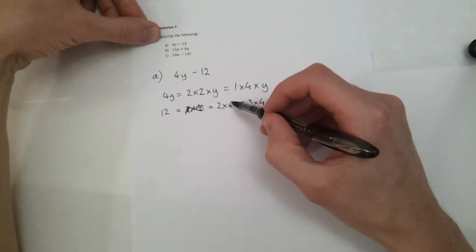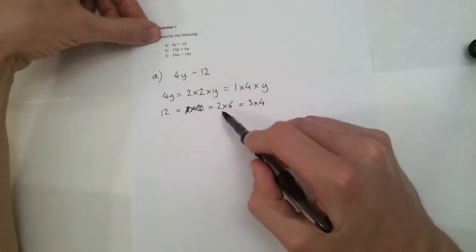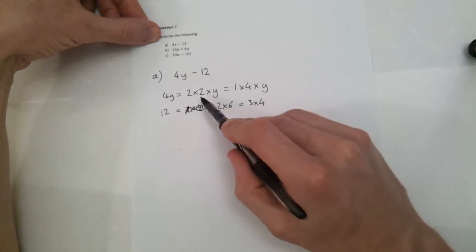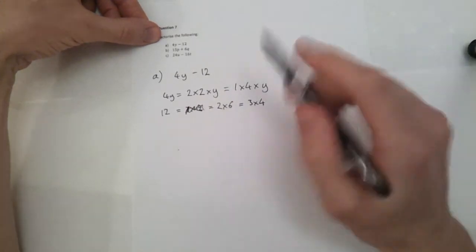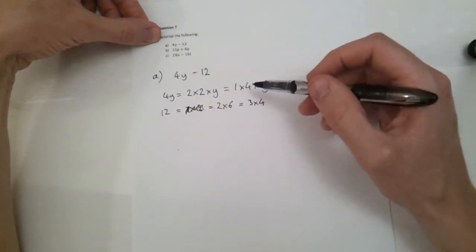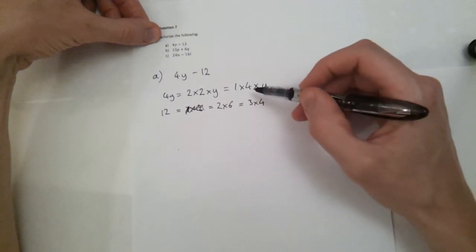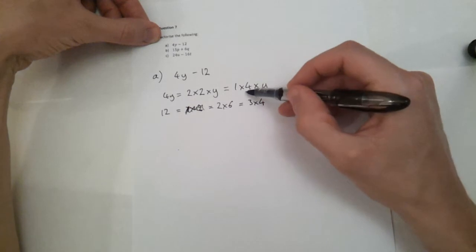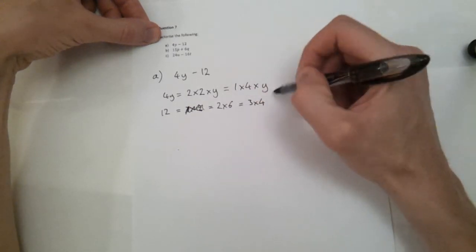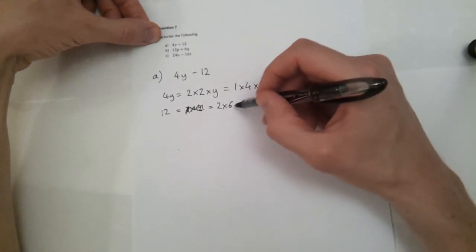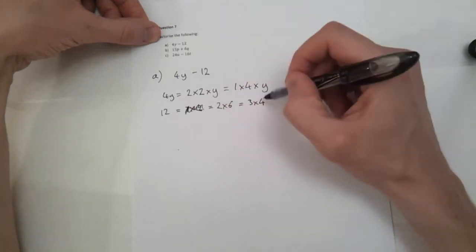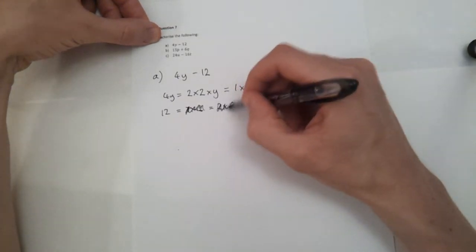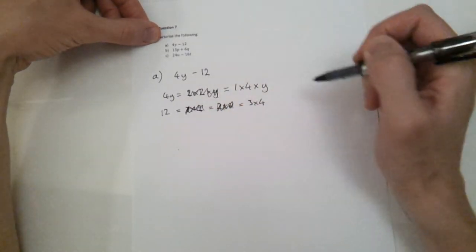We could use 2 times 6 because we've got a 2 here and a 2 here, so we could use those two. But what we want is the highest common factor, and if we look here we can see the highest common factor is 4. So there's a 4 there and there's a 4 there. So this is the one that we're going to use. We're not going to use this one because although 2 is a common factor, 4 is higher, and that's the one we're interested in, so we can get rid of those two.